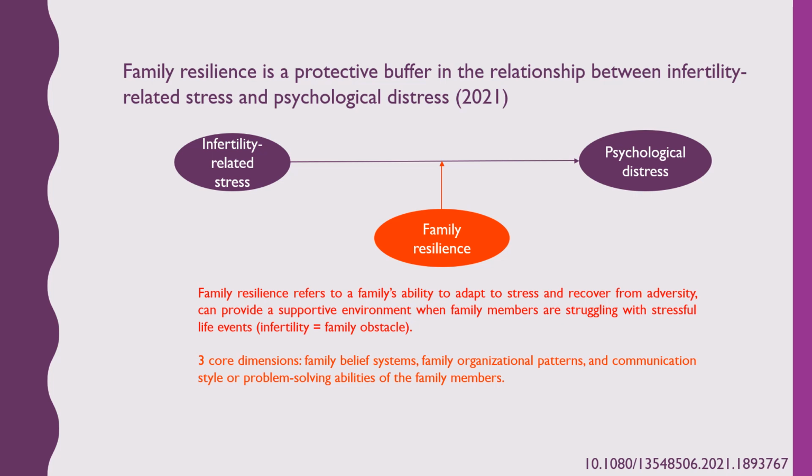This can provide a supportive environment when family members are struggling with stressful life events such as infertility, because although we can have a single person being infertile, we can have multiple people being infertile in a family, but even if it's just a single person, this is still considered a family obstacle. Family resilience has three core dimensions: family belief systems, family organizational patterns, and communication style or problem-solving abilities of the family members. So the higher family resilience is, the lower psychological distress we will experience, even if we have infertility-related stress.